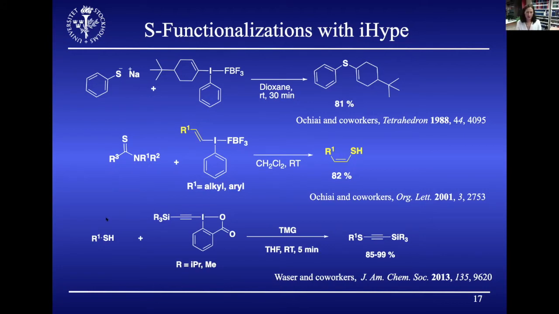And then the final reason that we thought that going to thiol was a good nucleophile to try VBX on was that Wasser and co-workers had developed a very, very nice method where they could alkynylate thiols under very mild and metal-free conditions, as you see in this example.